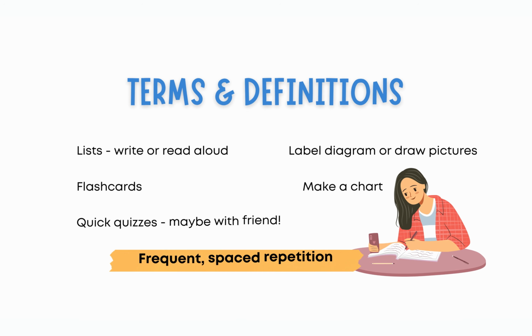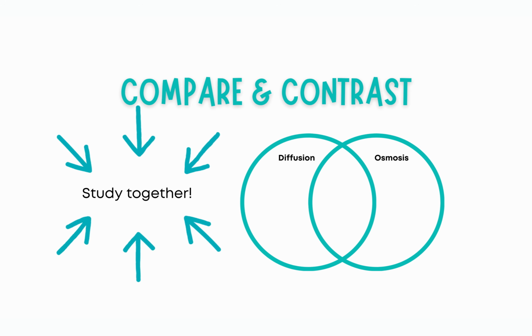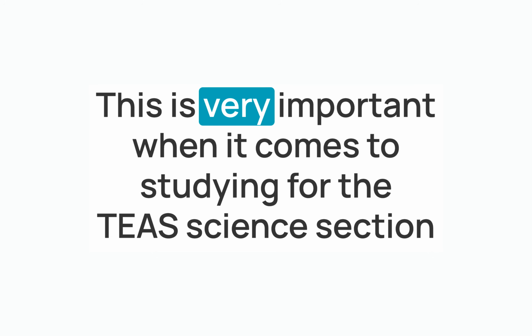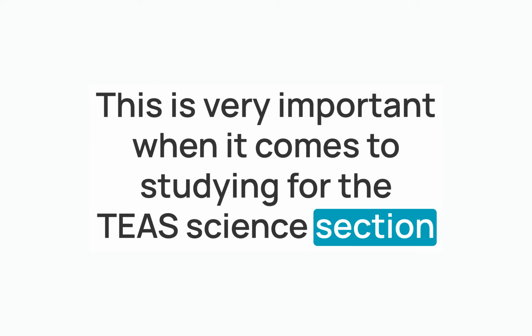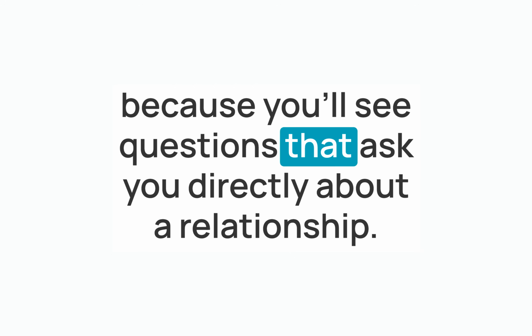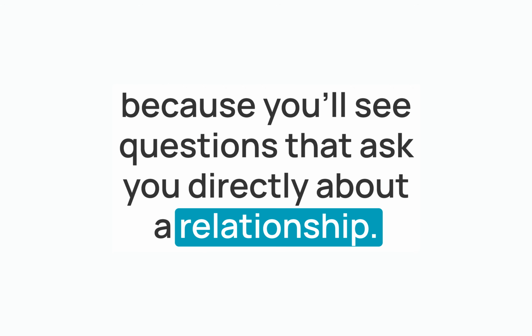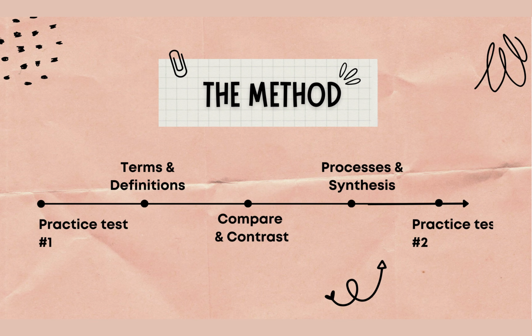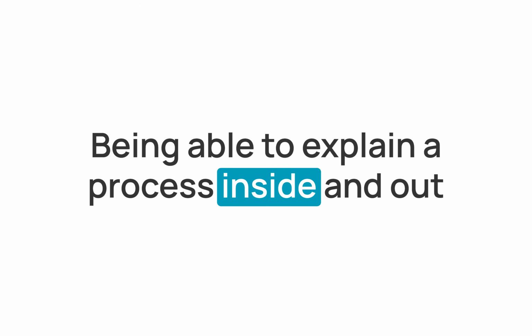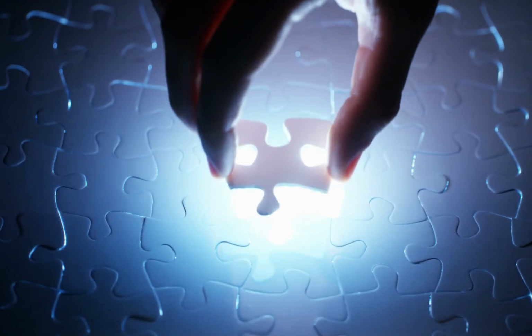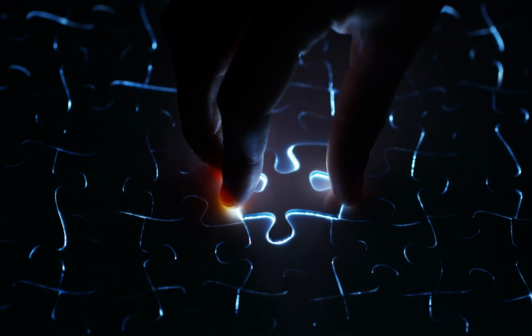Next, focus on terms and definitions. So this is a very straightforward way to study, and it's going to build the foundation. Next, go to compare and contrast. This is very important when it comes to studying for the TEAS science section, because you'll see questions that ask you directly about a relationship. Next is process and synthesis. This is putting together the big picture, understanding and really knowing some multi-step procedures and being able to explain a process inside and out. But you can really only do this when you know the smaller parts of the puzzle.